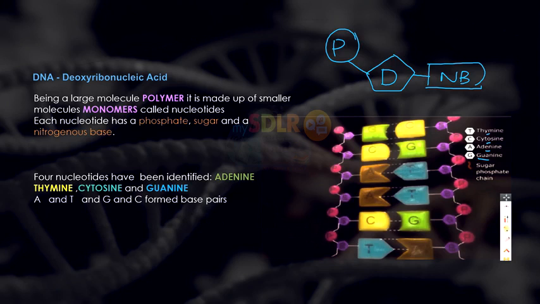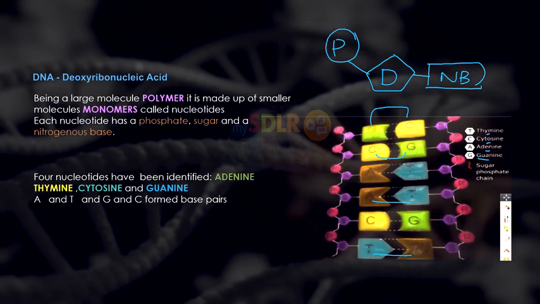Adenine and thymine, A and T, form one base pair. That means they are linked. Guanine and cytosine form a second base pair. The base pairs can be seen in this diagram, guanine and cytosine, or cytosine and guanine, that is one base pair. Adenine and thymine, or thymine and adenine.